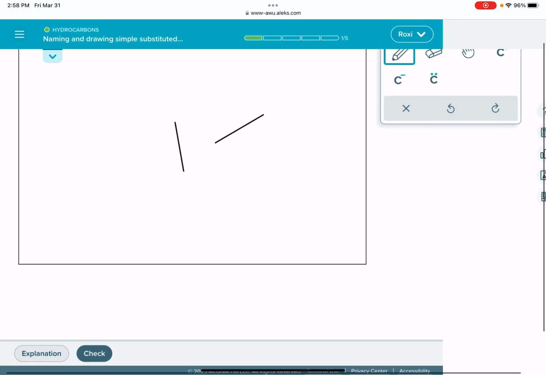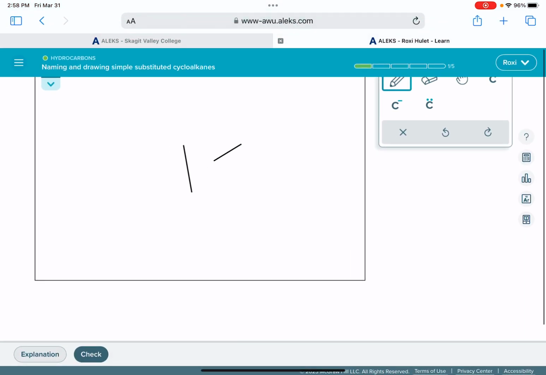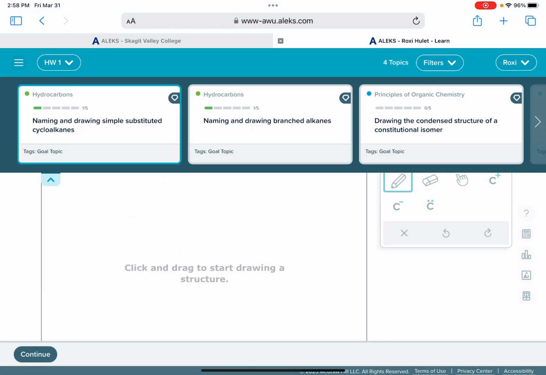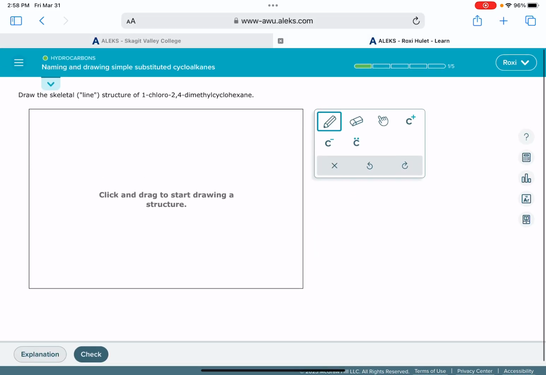Ooh, and I am doing this on an iPad, and ALEKS drawing is not super iPad friendly, so we'll see how I actually do with this. I might need to reload this problem. Let's see if this works any better. So here we go. I'm going to draw a 6-membered ring like that. And then once I have that 6-membered ring in place, I'm going to put my substituents on it.